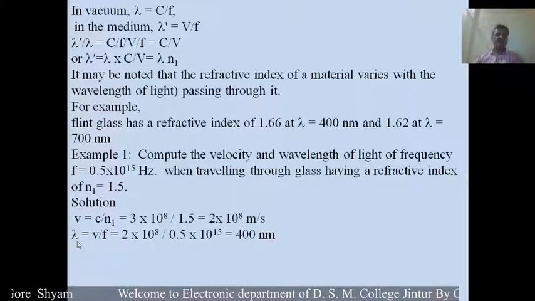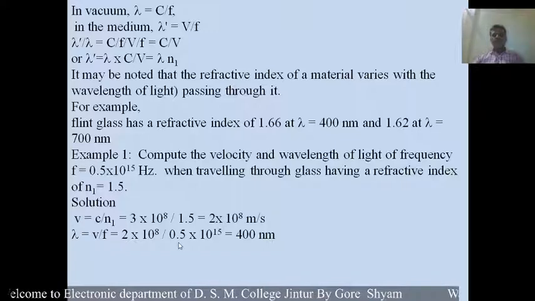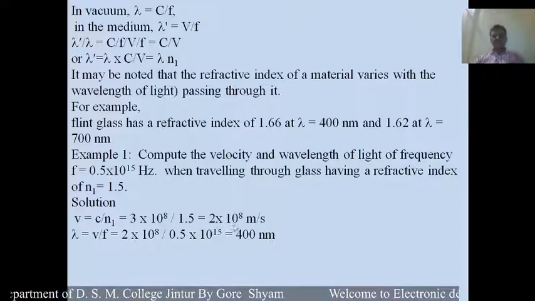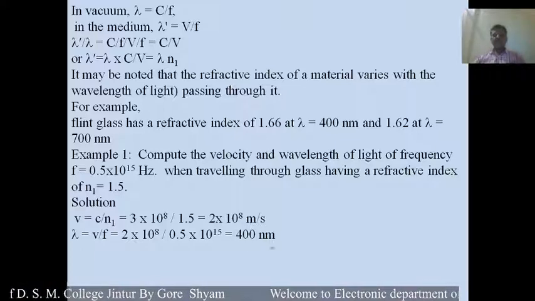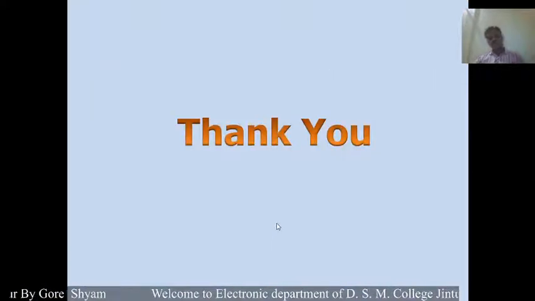Similarly, we know the wavelength: wavelength is equal to velocity divided by frequency. So here lambda is equal to v by f, which is equal to 2 × 10^8 divided by 0.5 × 10^15, which is equal to 400 nanometers. So here we can calculate the velocity, which is equal to 2 × 10^8 meters per second, and the wavelength, which is equal to 400 nanometers. So in this way we can calculate the velocity and wavelength. Thank you for watching this video.